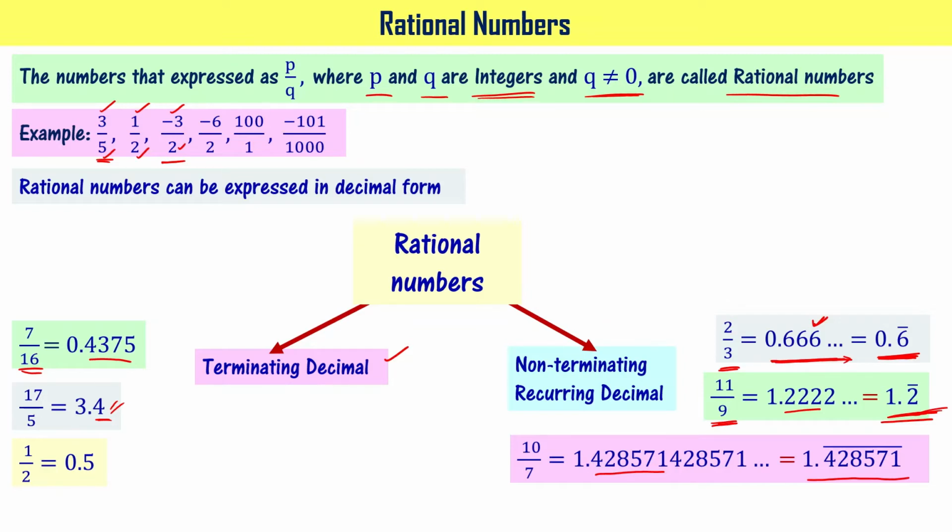Got it? Now what we learned is one can represent rational numbers in decimal form. When you do that, you get either terminating decimal or non-terminating recurring decimal, depending upon what rational number you are representing in decimal form. Got it?